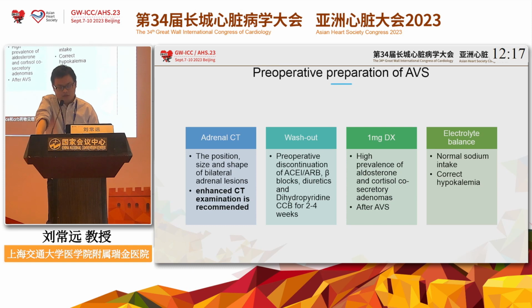Thirdly, hypokalemia should be corrected before AVS because hypokalemia will decrease the secretion of aldosterone. Last but not least, because of the high prevalence of aldosterone and cortisol co-secretion, a 1 milligram dexamethasone suppression test should be performed after AVS.